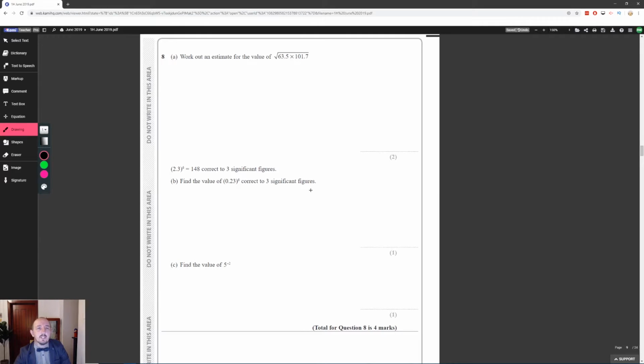Question 8a, we're going to do an estimate for this. We've got roughly the square root of 64 for this one first, and then 101.7 is roughly 100. We can split these apart just like normal surds, and we have 8 times 10. So this is approximately 80.